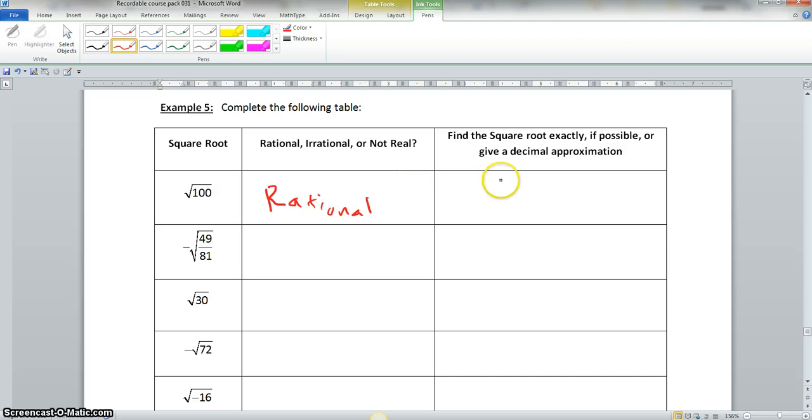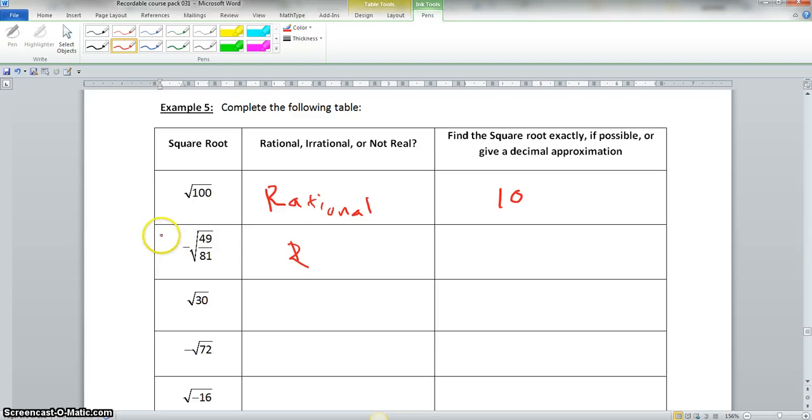Okay, the square root of 100 is 10. Okay, now we have the negative square root of 49 over 81. Now remember, this negative is on the outside. The square root of 49 we know is 7, and the square root of 81 is 9. So this is a perfect square, so it's rational.